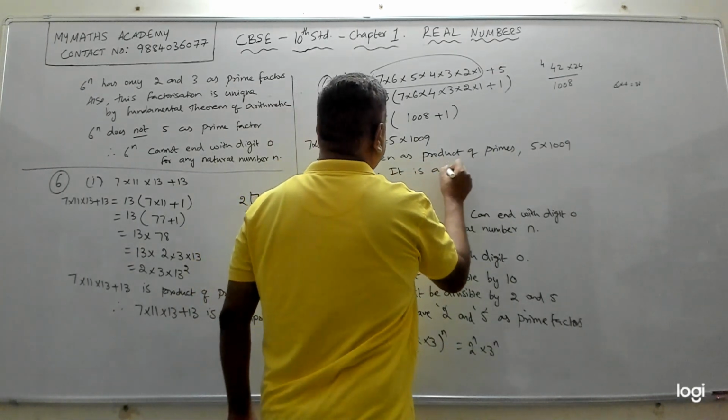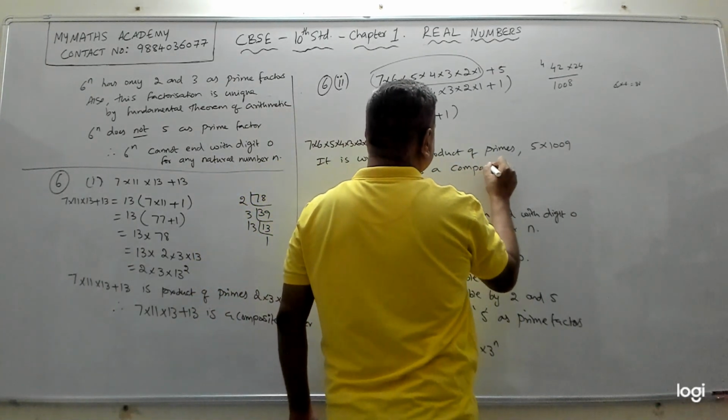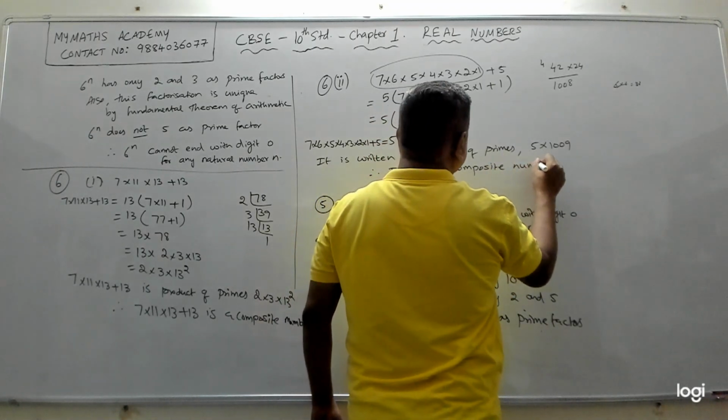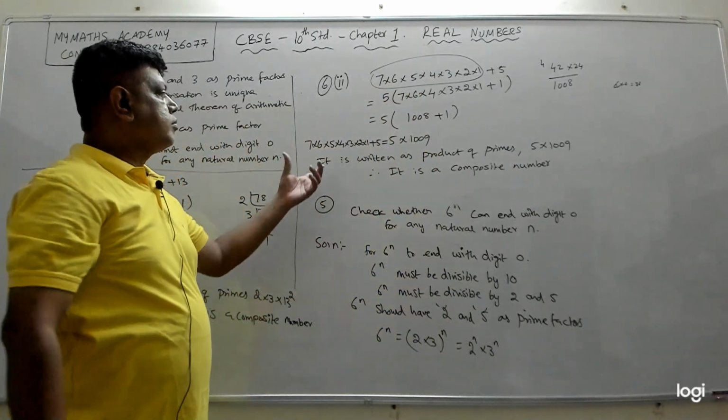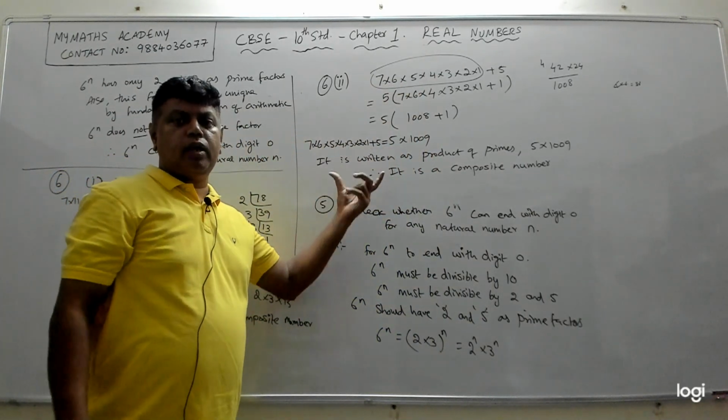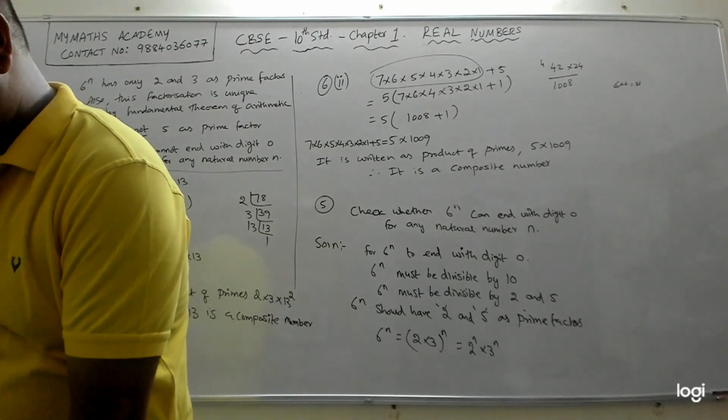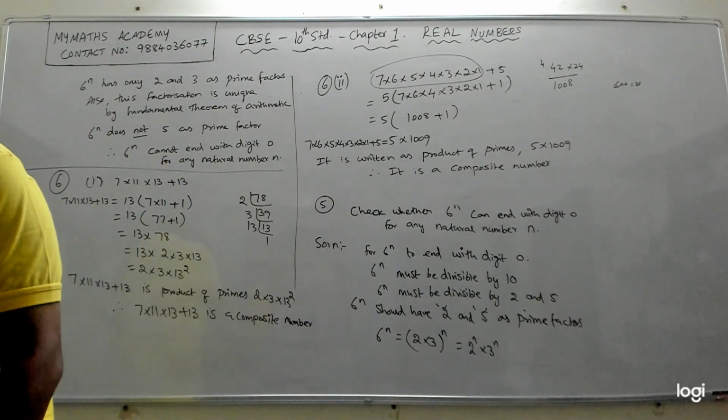Therefore it is a composite number. Which is a composite number? This given number. This entire thing is one number. The entire thing is a composite number. Clear?